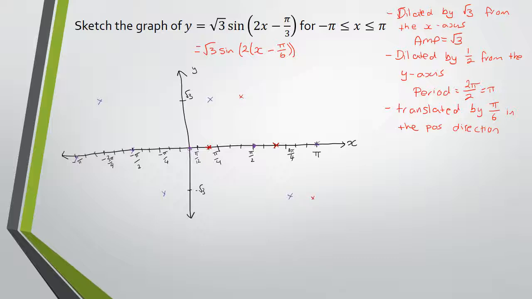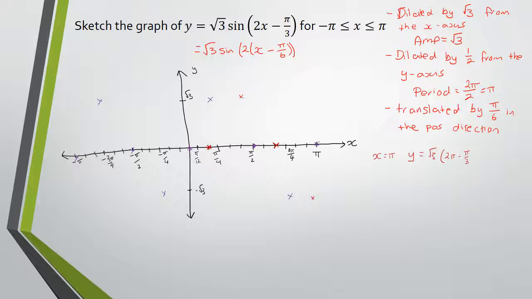It used to be here at pi on 4. I'm moving along 2, so it's going to end up further over. My x-intercept at pi on 2, I move that along 2 sections to my new point here. My minimum point was at 3 pi on 4. I move that along 2 points, and we're going to get an end point somewhere around here. So we will have to figure out the value of our end point.